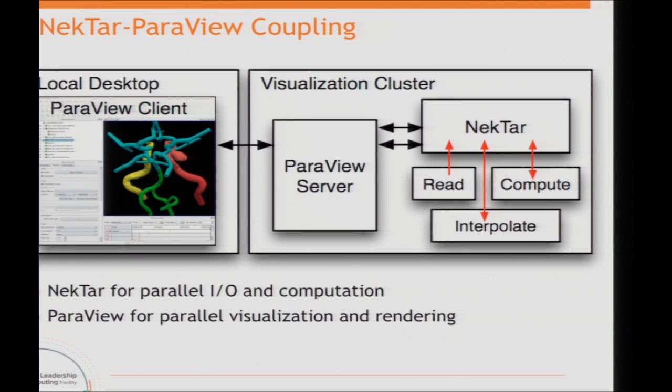So it uses NekTar for the I/O and the computation, and then leverages all the utility of ParaView for doing the rendering, and all the other visualization routines like generating streamlines, doing glyphs, all that stuff. This is actually an old slide.